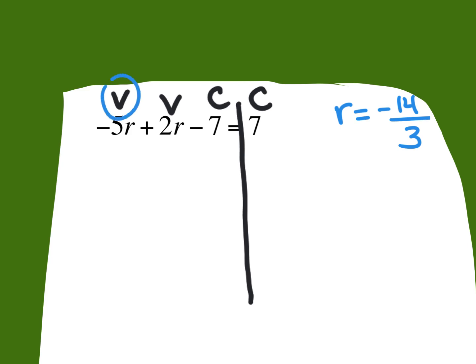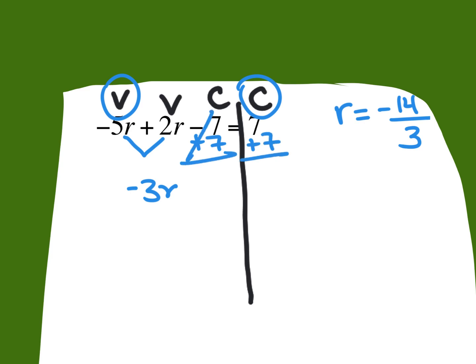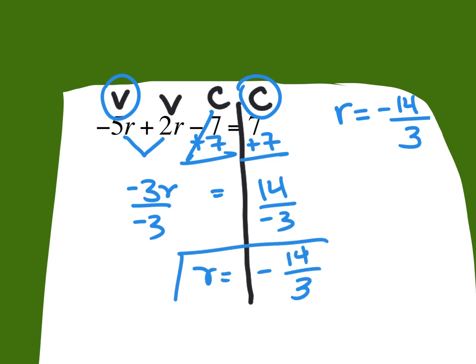So I'm going to leave my variables on the left, my constant on the right, and I'm going to combine these two. A negative 5 plus a 2 leaves me with negative 3r. And then I'm going to add my 7 to both sides, gone from here. And so negative 3r equals 14. I'm going to divide both sides by negative 3, and r equals negative 14/3.